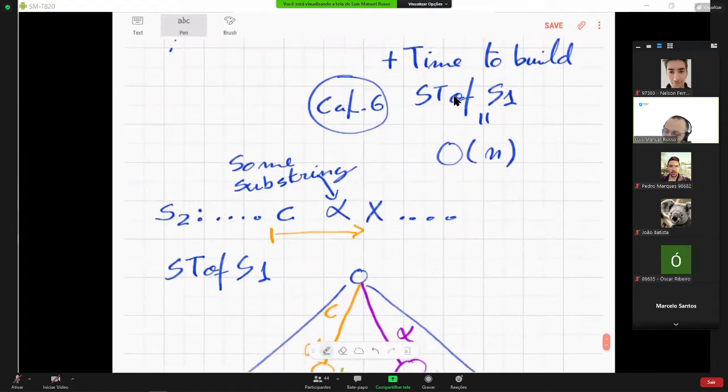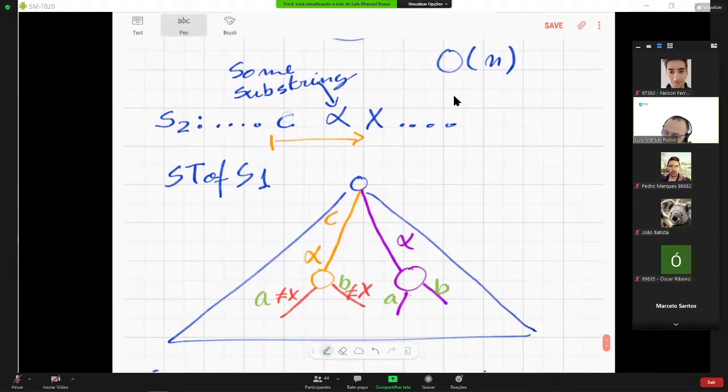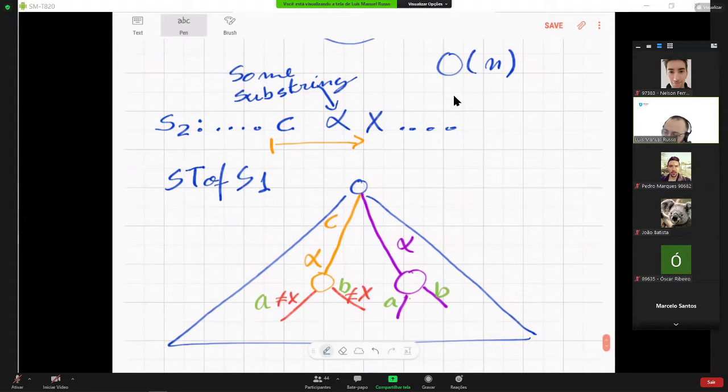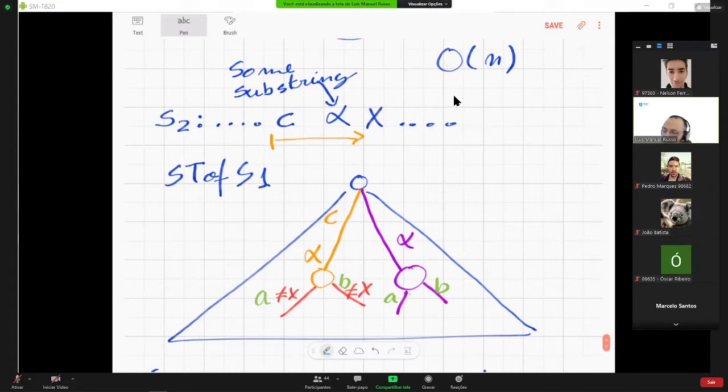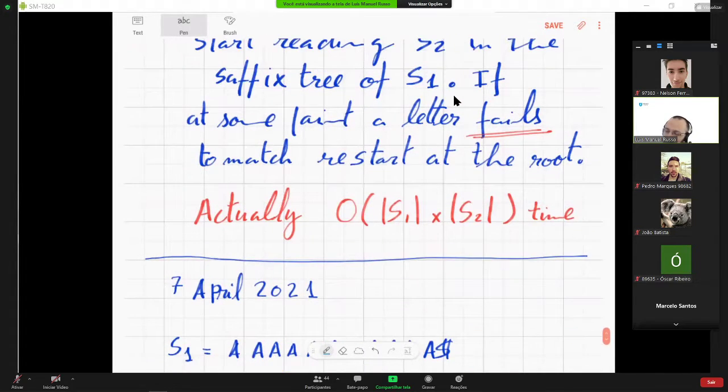A more specific case is that if my S2 looks like this, it has a C somewhere, then it has an alpha, which is a big string, and then it has an X. If I start from the root, I read C, and then I read alpha, but remember that alpha can be big. And then eventually, I'm not able to read X, because here the letters are A and B, and they're different from X.